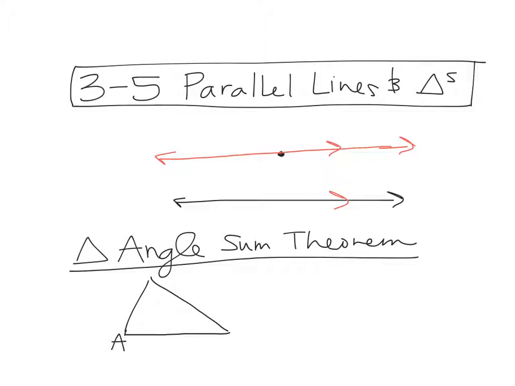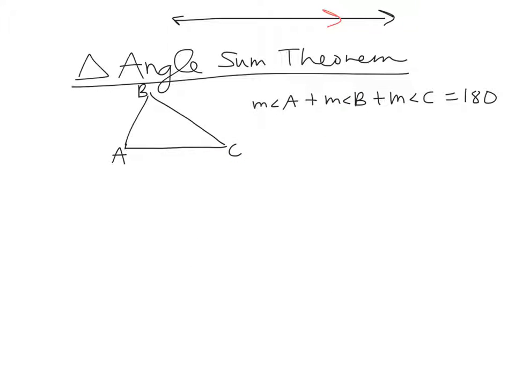So if this is A, B, and C, basically what we're saying is the measure of angle A plus the measure of angle B plus the measure of angle C will always be 180. Okay, so a triangle always has to add up to 180 degrees, no matter what. I'm going to show you a triangle and show you why that is. So give me a sec here. Okay, so knowing that a triangle always adds up to 180, here's what you're going to have to do with that.